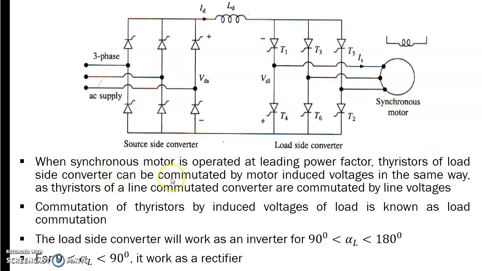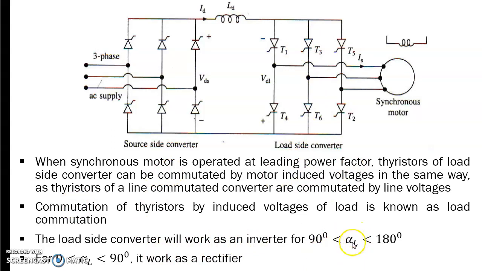So when a synchronous motor is operating at leading power factor, the thyristors of the load side converter can be commutated by the stator induced voltage, in the same way as a line commutated converter is commutated by line voltages. Since this voltage is from the load side, it is load commutation. Commutation of thyristors by the induced voltage of the load is known as load commutation. So the load side converter will act as an inverter for 90 to 180 degrees.